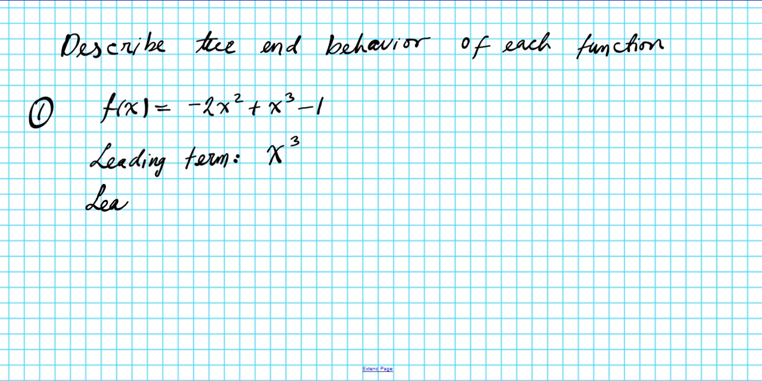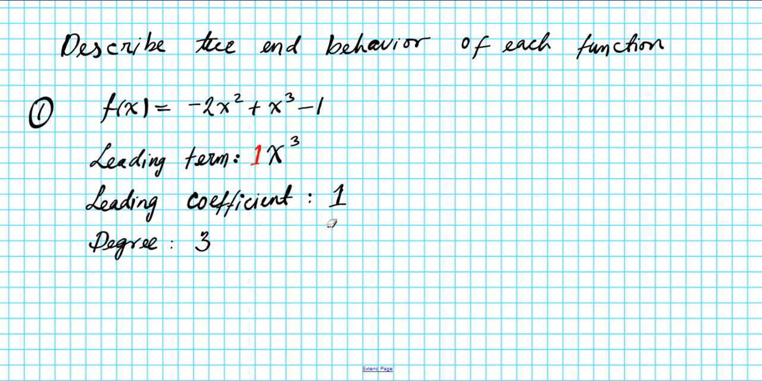Now we can determine what the leading coefficient is. The leading coefficient is the coefficient of the variable of the leading term. In this case it is 1. So leading coefficient is 1. The degree, let's consider that. The degree is the exponent, the exponential value of the leading term. The degree in this case is 3. Okay, there goes the degree right there.